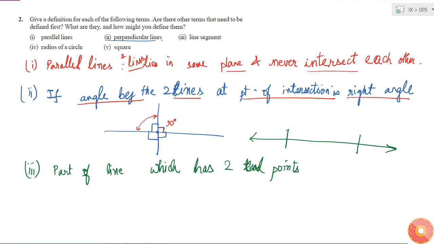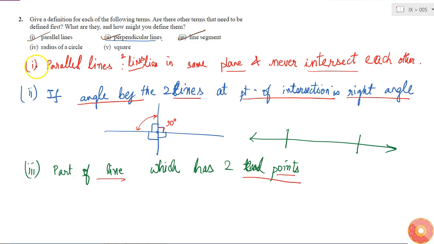Okay, so what are the terms that I need to define for this? I need to define what is a line, what is a point, and an endpoint. So these are the three things I need to define. Line we cannot define, point also we cannot define. Endpoint means the last point in a line. So I have defined three things: parallel lines, perpendicular lines, line segment.